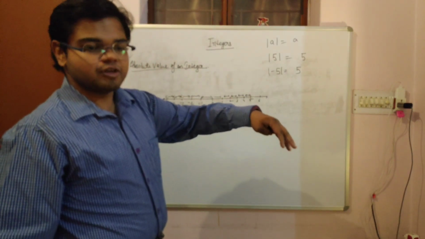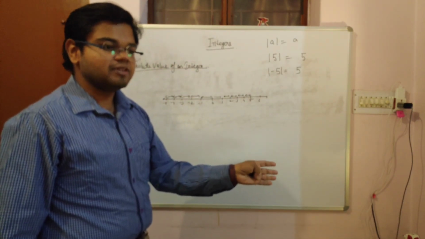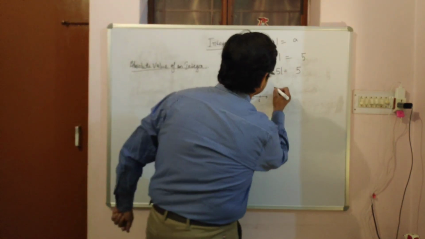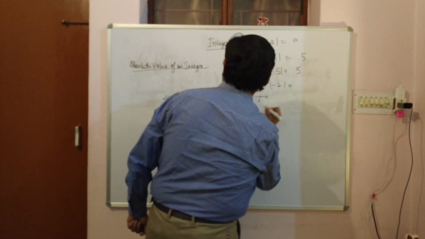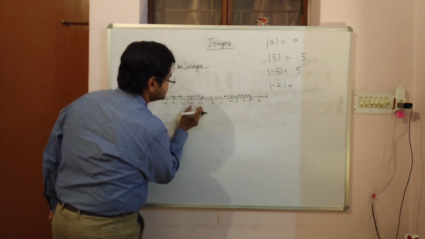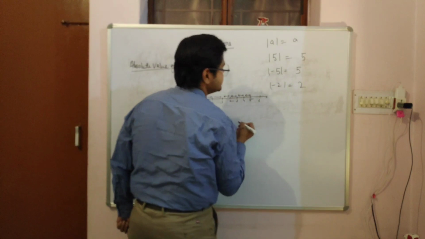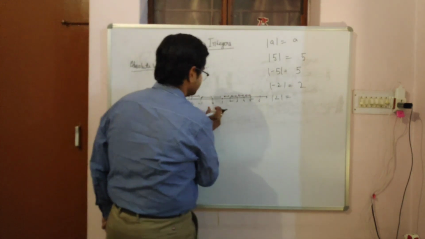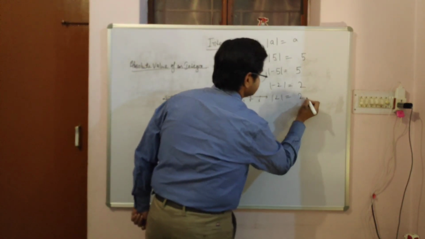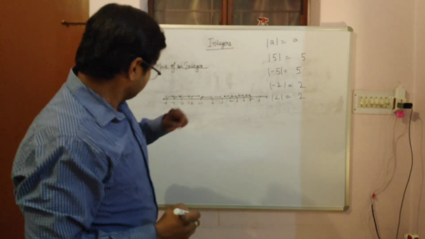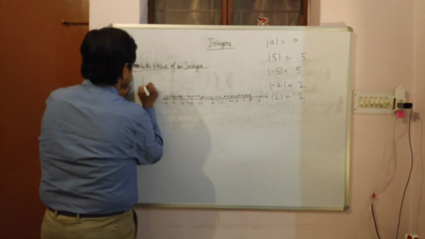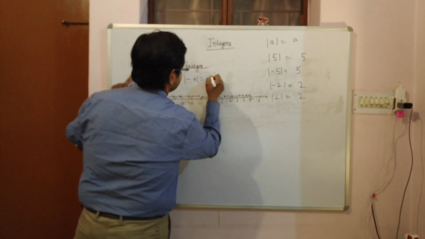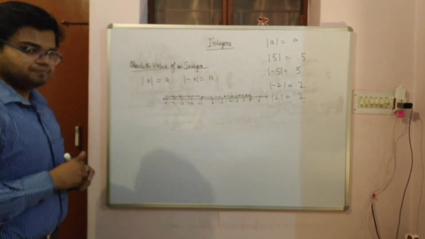If it is positive, it will be positive. If it is negative, then it will again become positive. If I ask you to find the absolute value of minus 2, what will it be? If you count the distance, 1 unit, 2 units, it is 2 units. What will be the absolute value of 2? 1 unit, 2 units. And if you want to generalize this, the absolute value of A will be A, and the absolute value of minus A will also be A.